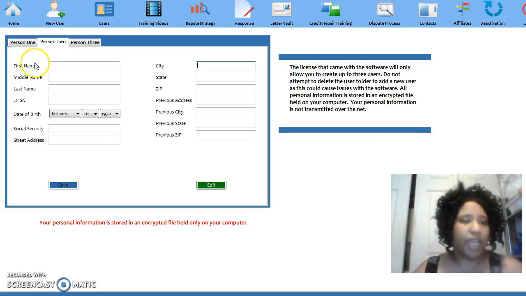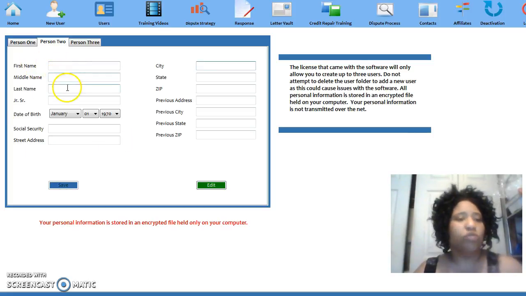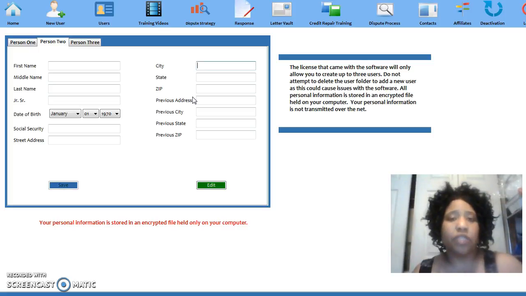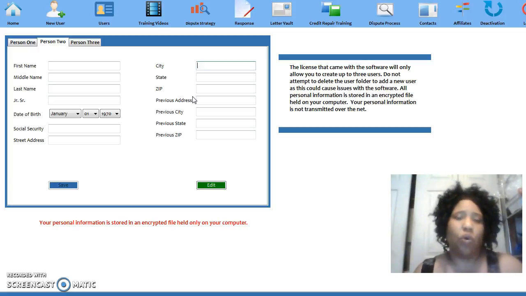You put in all your personal information. As you can see right here, you put your first name, middle name if you use it, last name, junior or senior if you're male, your birthday, social, address, city or state, and any previous addresses. The reason why you want to put a previous address into the system is because you may not know this, but you as a consumer have the ability to dispute any old addresses that are on your credit report. Many consumers have multiple addresses on their credit report.